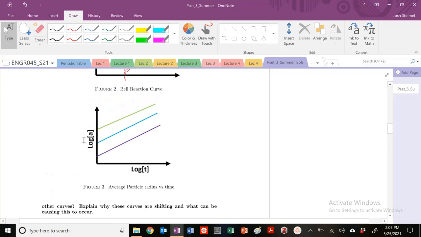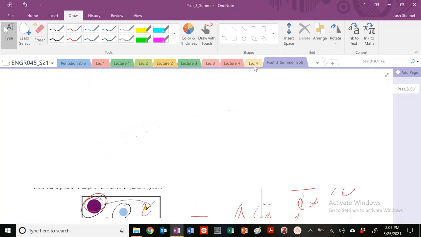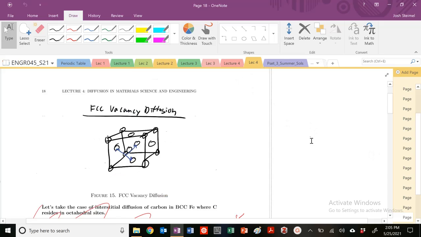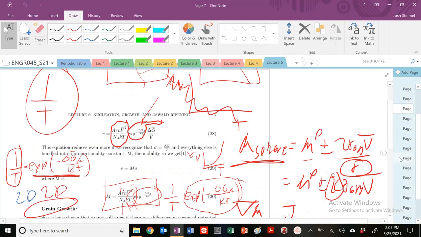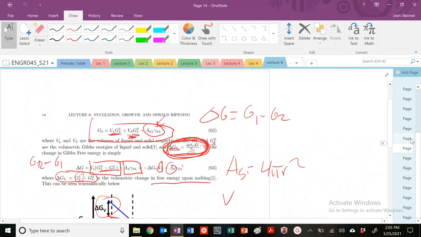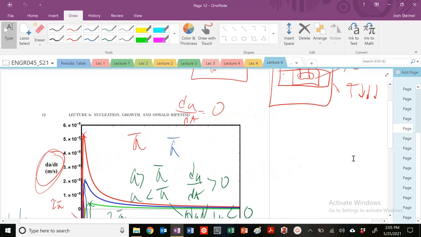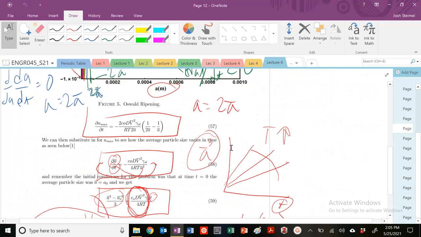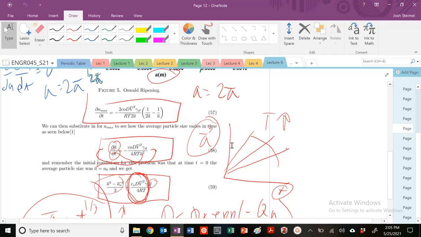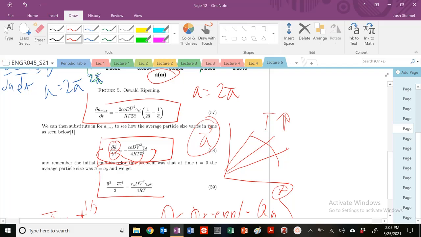We need to go back and look at the equation, A cubed minus A average, A bar, not cubed, equals... not lecture 4, we need to go all the way into lecture 6. Let's go to lecture 6. I've got a bunch of writing around here. Let's go to our relevant section. We want to look at this equation here. This is our equation for Ostwald ripening. So we have this and we have this.